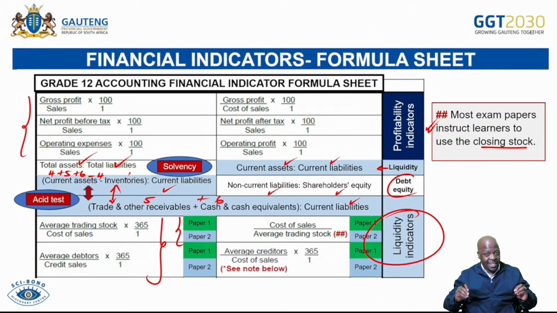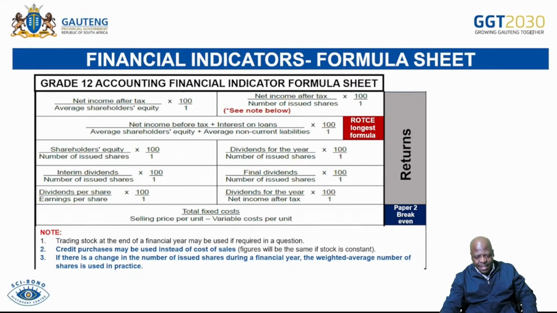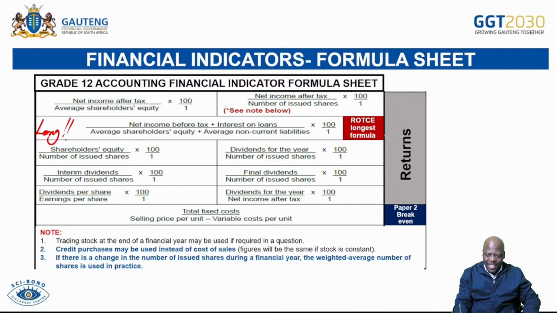Read every word and understand what the examiner wants. And then this is the last part of the financial indicators. And then the longest one, remember, the longest one is your ROTCE. Okay? And then you have your return financial indicators there. And then this is your break-even calculation. And you do this when you do your cost accounting, that is for paper 2.